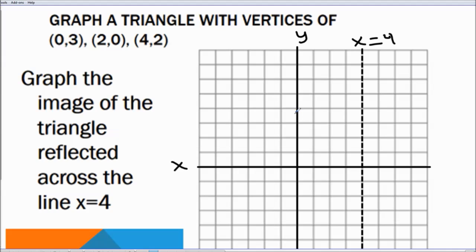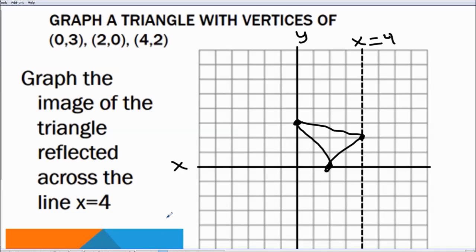Now let's plot some points. 0, 3. And 2, 0, and 4, 2. So 1, 2, 3, 4, 1, 2. Wonderful. Cool. And I am all set. Now I want to connect those because it did say a triangle, and right now I just have 3 points. That's not really a triangle, and so I'm going to connect those with my best little drawing abilities here, which are not very good. And there's my triangle, and now it's time to do some reflecting.